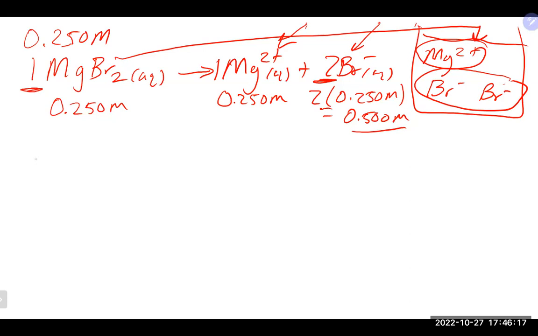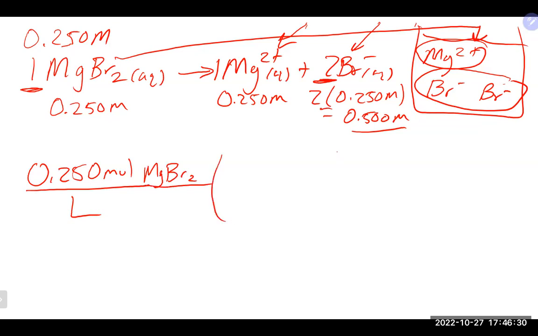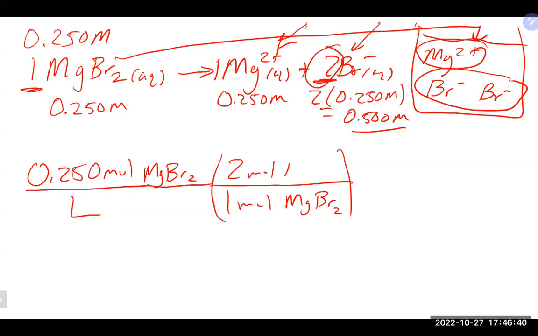I think I did this last time as well, but this is how we get there in the long version of this calculation, which is you take the molarity and convert it to moles per liter of magnesium bromide. And then you basically just do a stoichiometry here, like we talked about. For 1 mole of magnesium bromide, there are 2 moles of Br minus. Again, the moles of the whole thing cancel, leaves us 0.5 moles per liter of the bromide ion. So that's really the long version of the multiplied by 2 part.